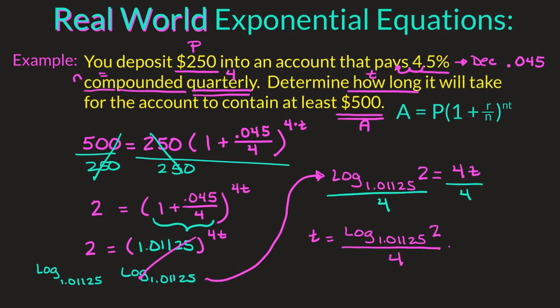Then plug that information into your calculator and get the value once you hit enter, and that will be our approximate amount of time. So t will be approximately 15.489. Let's simplify that to approximately 15.5 years for our money to double.